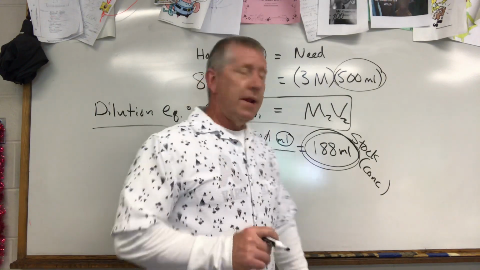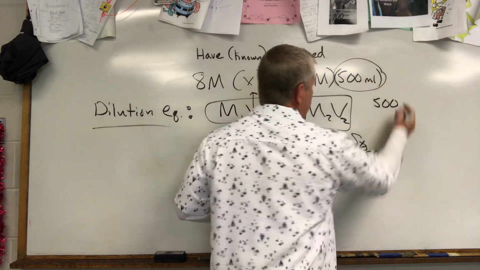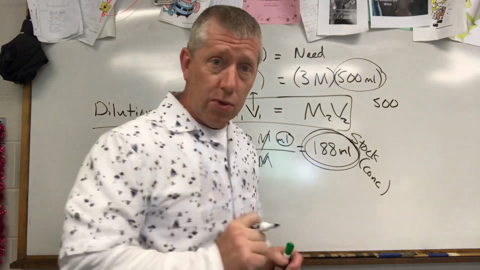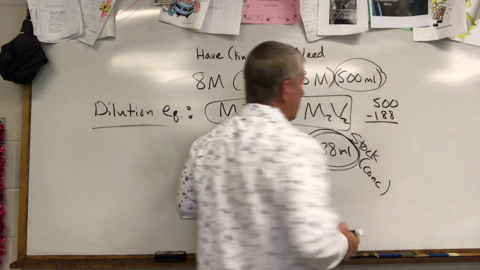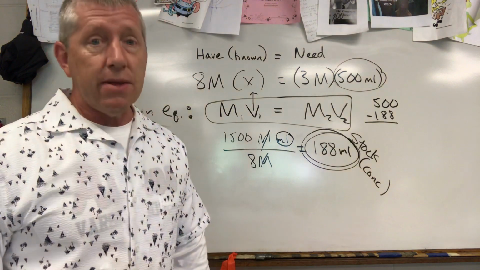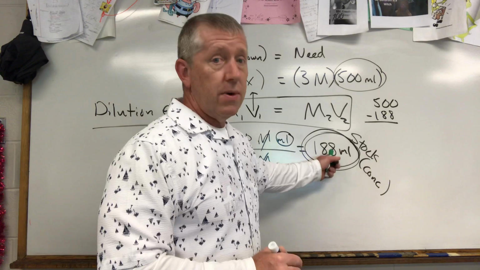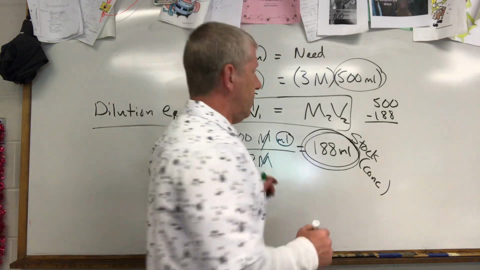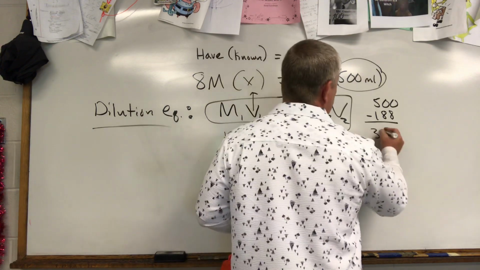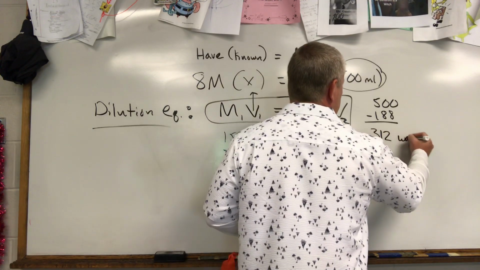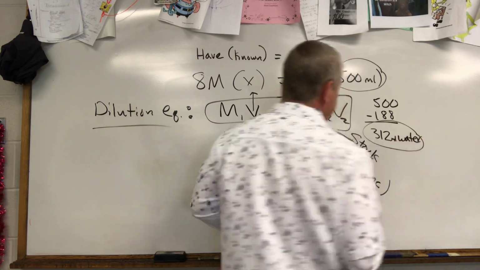So that's what we're trying to get to: how much water do I have to add? 500 milliliters is the amount I want of the diluted solution, minus the 188 of the concentrated solution, gives me exactly how much water I have to add to the concentrated solution. Remember the orange juice example, add water. So this is going to be 100, 200, 312. I'm going to have to add 312 milliliters of water.